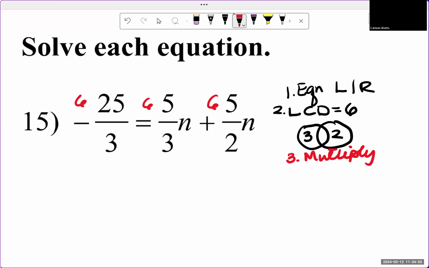This is an equation. We're switching back to same to the left as we do to the right. Next step. Divide. I'm going to call it cancel. You could say divide. Yeah, it's divide. 6 divided by 3 is 2. 6 divided by 2 is 3. Cancel, divide.